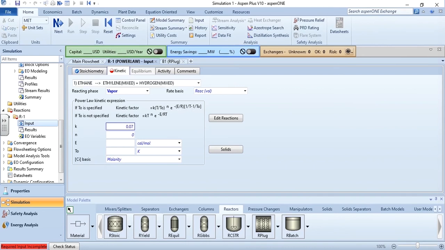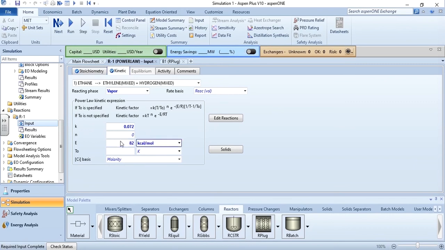So its value is 0.072, which is of K. There is no existence of T over T naught, but how to eliminate it? For this we have to put the value of n as 0. If this value is 0, it means the whole term will be 1, because anything raised to power 0 is 1. And the unit is kilocalories per mole for E.